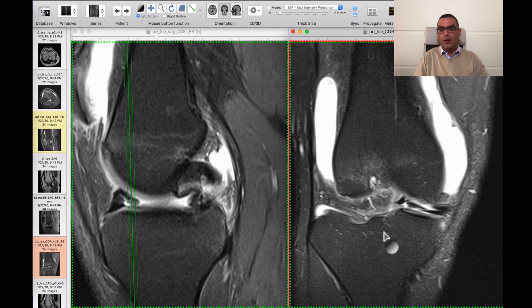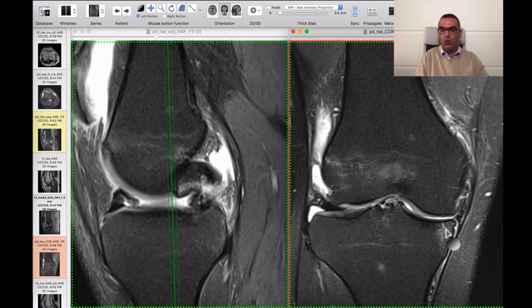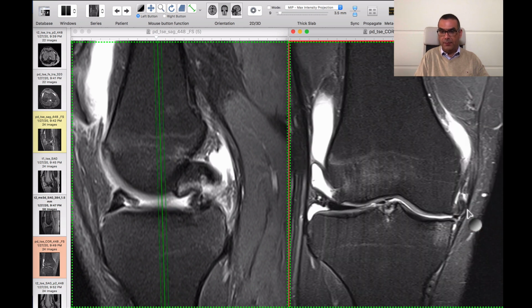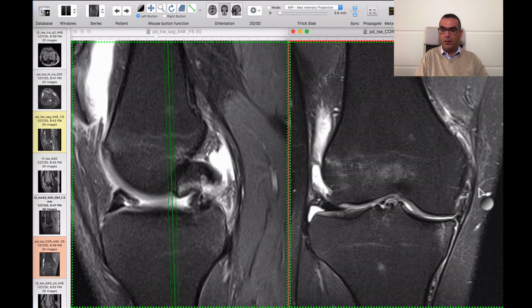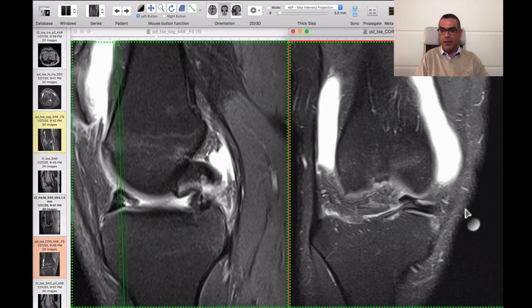Not only the horizontal flap tear is identified, we can see that the body is almost totally amputated. There is no meniscal body. This is just a very small residual part of the body, and there is a loose meniscal fragment seen impacted between the residual meniscal body and the meniscocapsular attachment beneath the MCL. So this is another part of the horizontal flap tear.